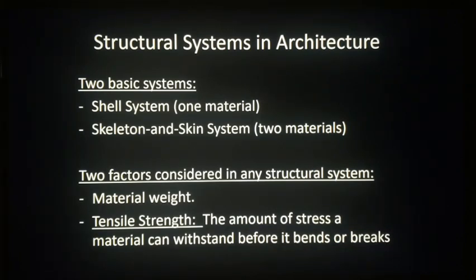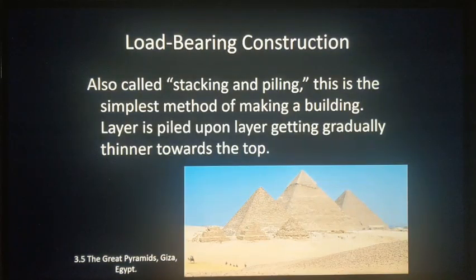So think about something that has very low tensile strength, like a piece of spaghetti. You can't put much weight on top of it before it breaks. But a piece of steel, for example, has much more tensile strength. You can put a lot of weight on top of that and still have it maintain its form.